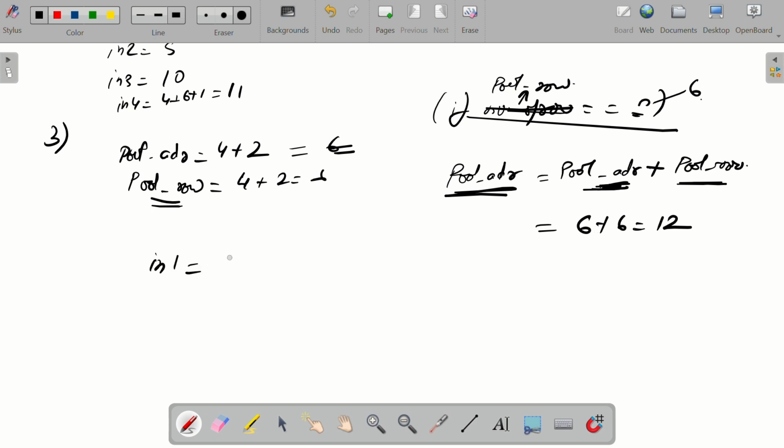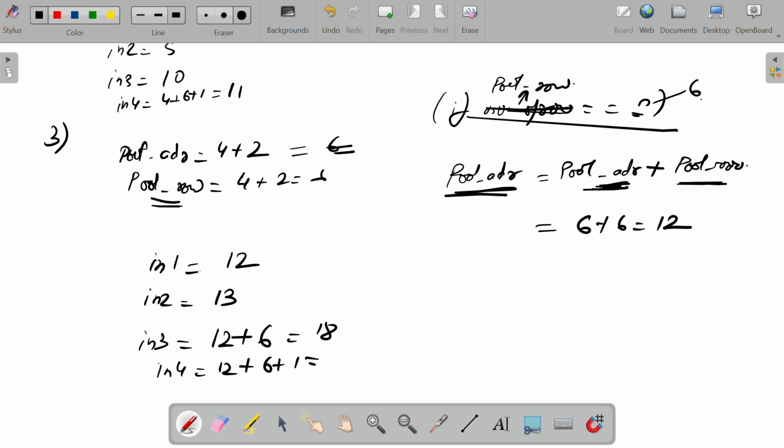Your in1 will become pool address, which is 12. In2 will become pool address plus 1, which is 13. In3 will become pool address plus total number of rows, which is 12 plus 6, which is 18. In4 will become pool address plus total number of rows plus 1, which is 19. So you get 12, 13, 18, 19.